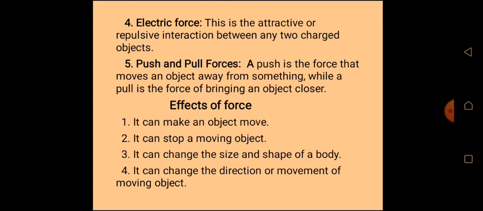Electric force. This is the attractive or repulsive interaction between any two charged objects.